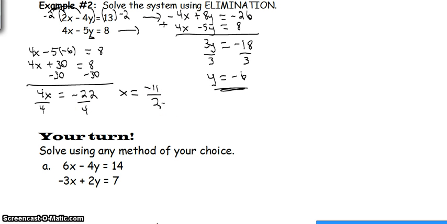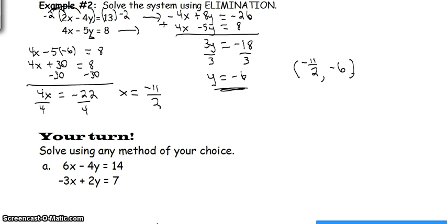Now, a lot of students say, oh my goodness, this cannot be an answer. I got a fraction. Well, this is the answer. You can get a fraction. And so I'm going to rewrite the ordered pair over to the side, where we always write x first, and then we'll write our y.